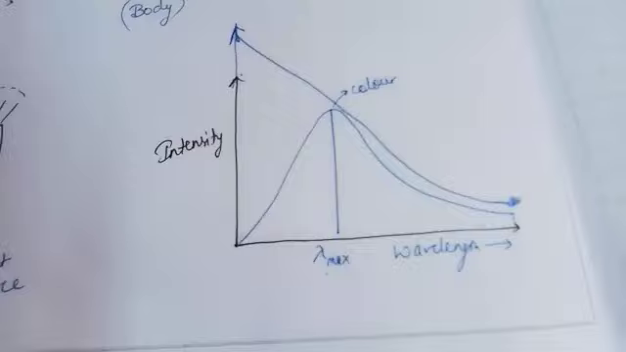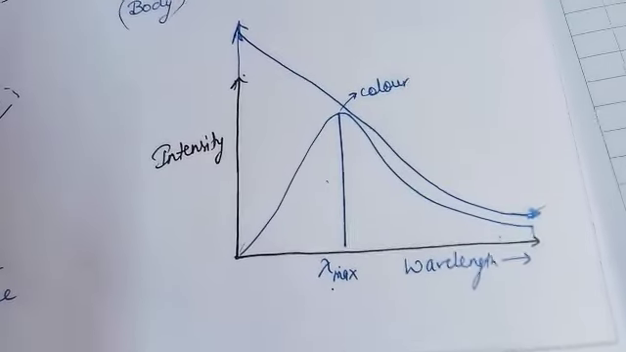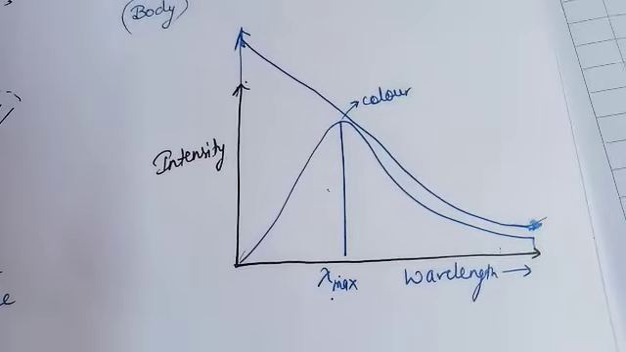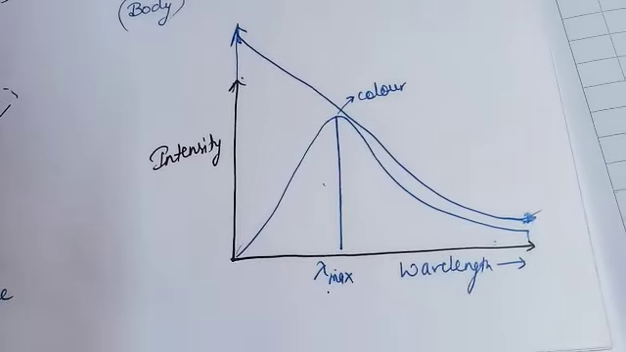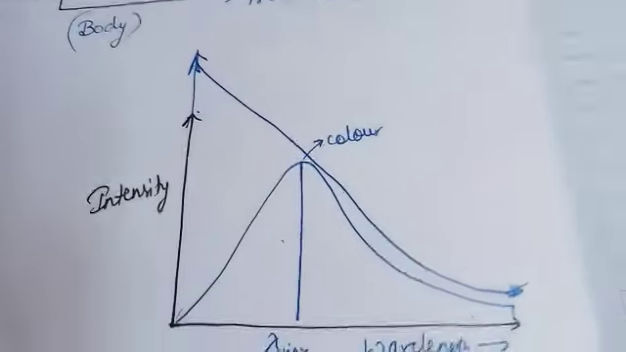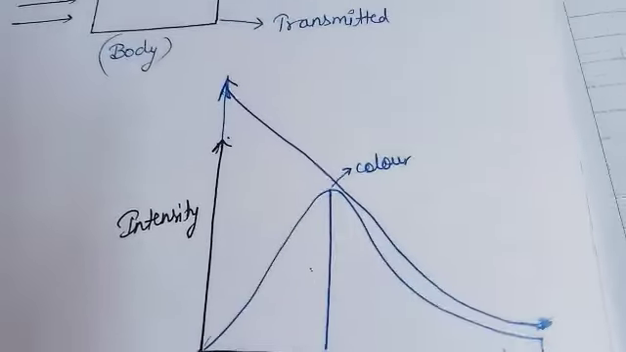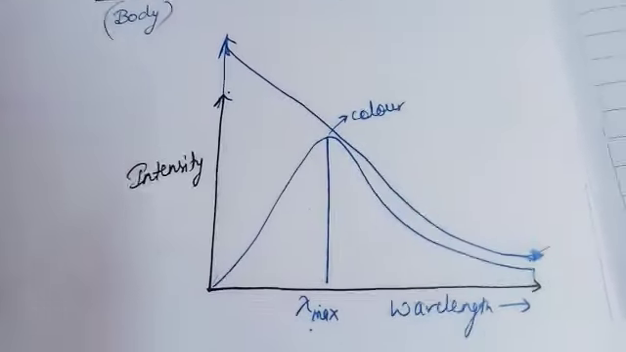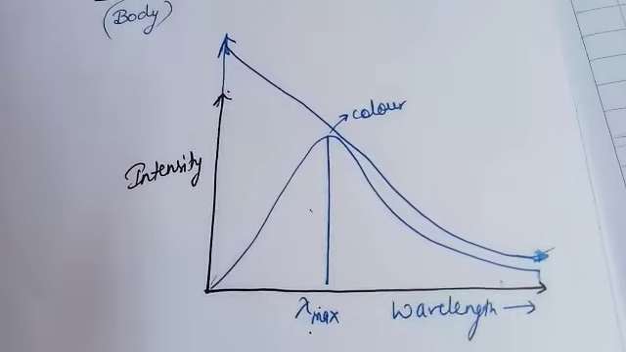Okay, so to solve this problem, Planck gave a theory. That theory was known as Planck quantum theory. Now in case of Planck quantum theory, Max Planck gave this theory to prove that light has a particle nature.